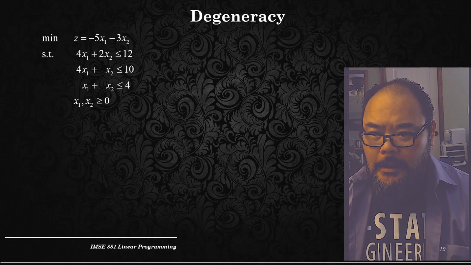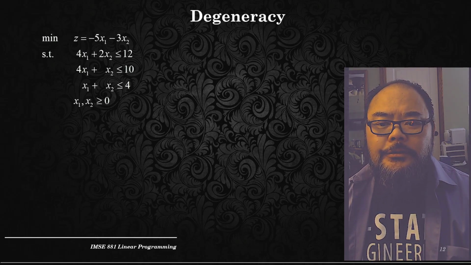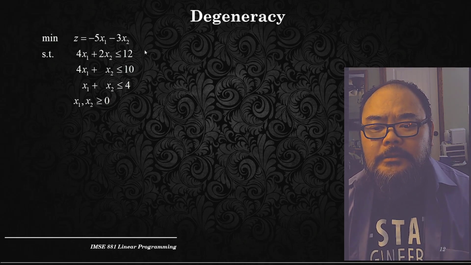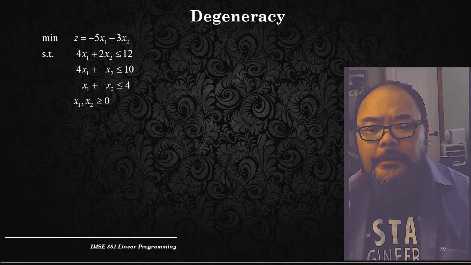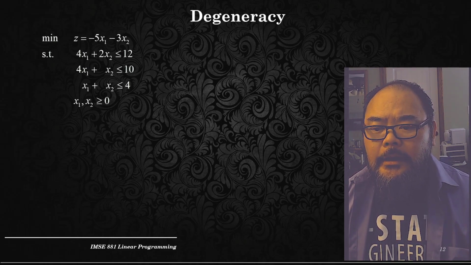The next slide illustrates a degenerate solution, a degeneracy situation. The problem is we're trying to minimize negative 5x1 minus 3 times x2. We have 3 constraints, less than or equal to constraints: 4x1 plus 2x2 less than or equal to 12, 4x1 plus x2 less than or equal to 10, x1 plus x2 less than or equal to 4. Both x1 and x2 are non-negative.